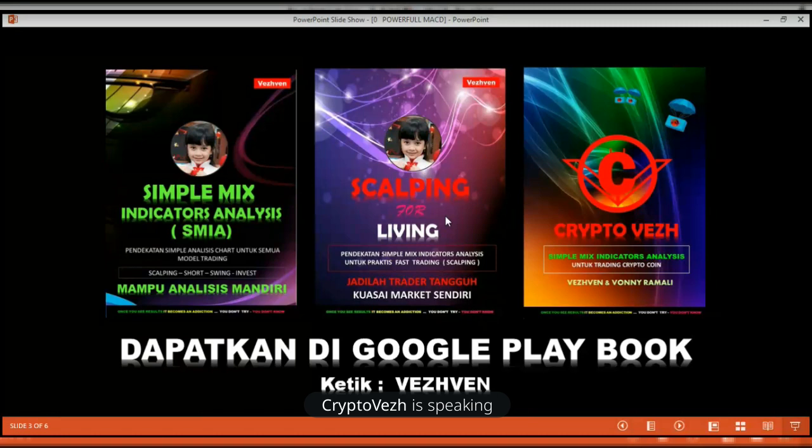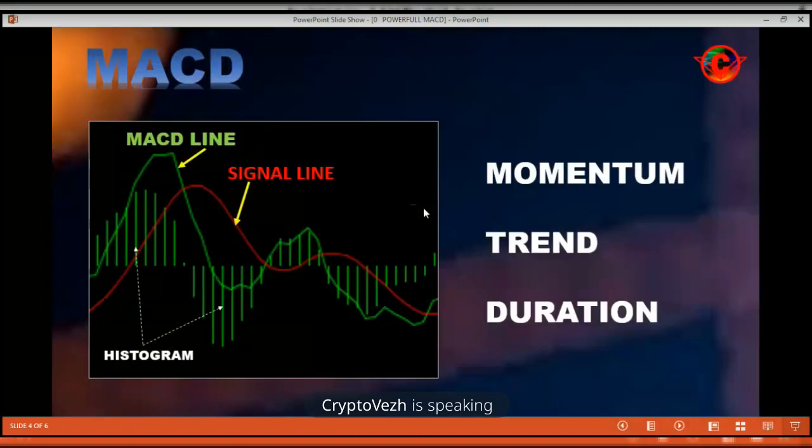Okay, let's talk about the MACD. Why is MACD the most powerful indicator used by most traders in the world? Because there is very rich information in MACD. We have momentum, we can see a trend, and also duration that we can count and estimate how long the price movement will end or will start.